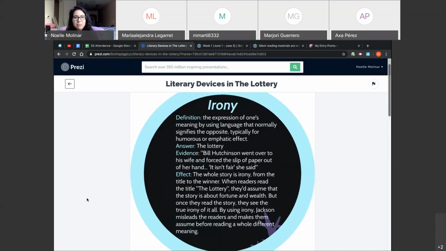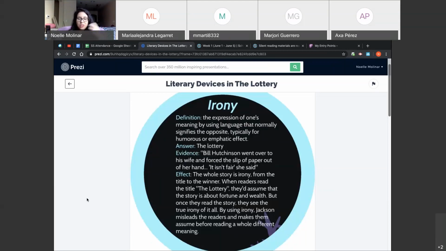Our evidence is Bill Hutchinson went over to his wife and forced the slip of paper out of her hand. It isn't fair, she said. So this effect, it's true, the whole story is irony from the title to the winner. So you think, okay, the lottery, this is a great opportunity. I can't wait to win. And then by the time we get to the end, you think, oh, no, no, no, I don't want to participate. No, nobody wins. Really, they lose.